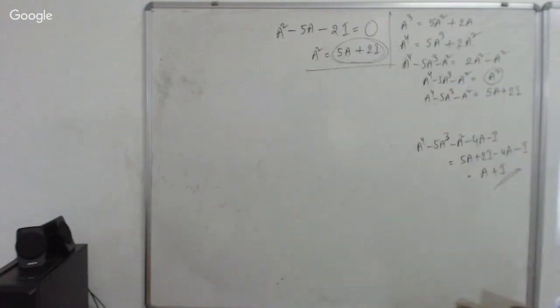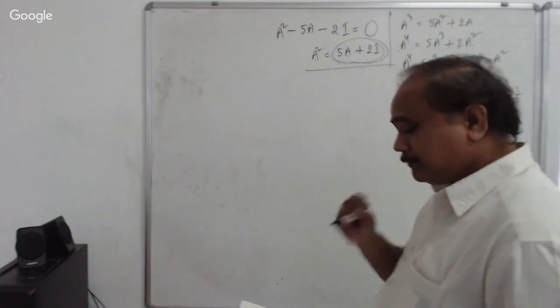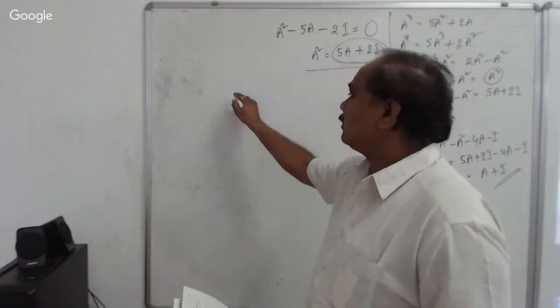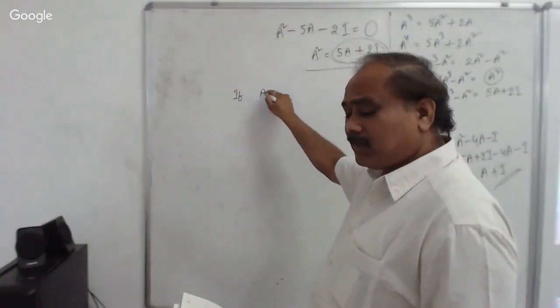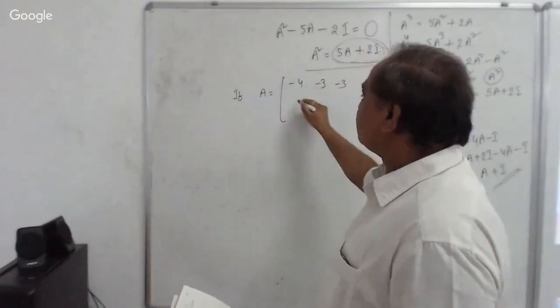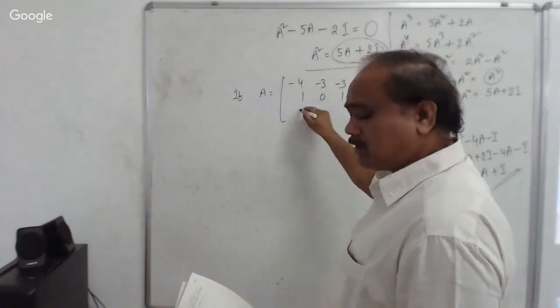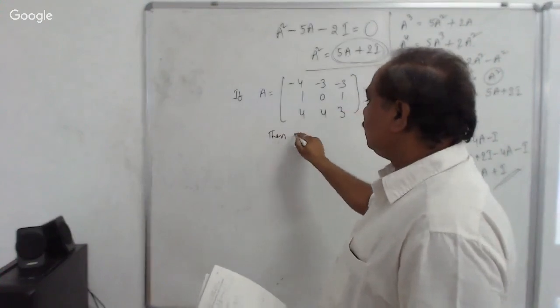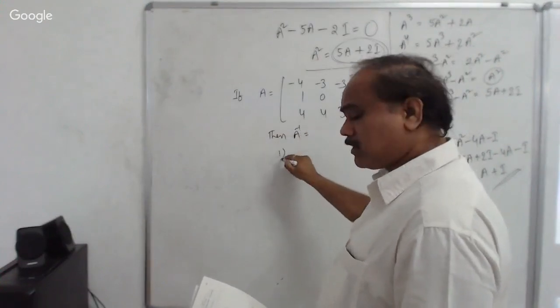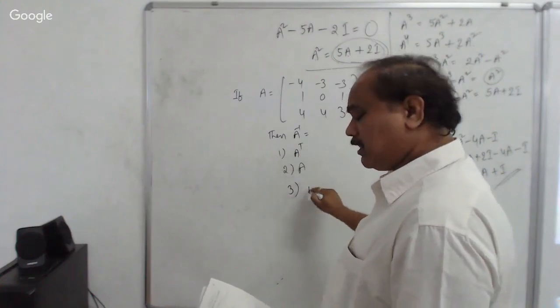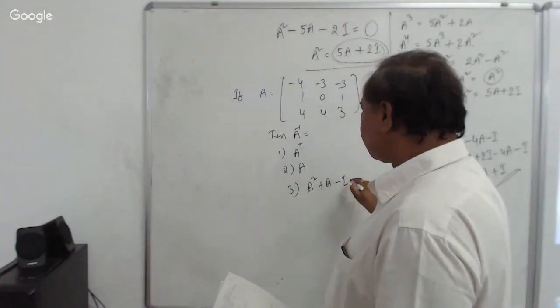Next problem. It is a multiple correct answer question. Be ready, be alert. Previous IIT question. If A equal to [-4, -3, -3; 1, 0, 1; 4, 4, 3], then A inverse equal to dash. First option, A transpose. Second, A. Third, A square plus A minus I.